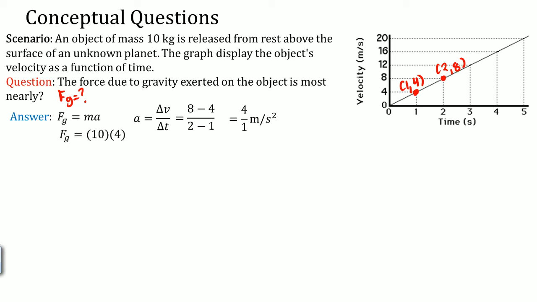Now I plug it in. The mass is 10. Right here, mass is 10. And I saw here that the acceleration is 4 meters per second squared. Plug it in. Multiply 10 times 4 is 40 newtons. So I would say that the force due to gravity on this planet is 40 newtons. So is this like Earth? No, this isn't like Earth because the acceleration is 4, which is almost half of ours.